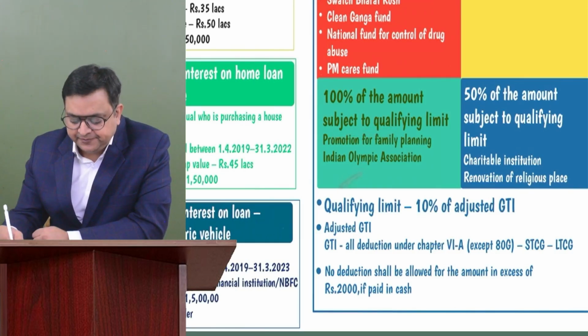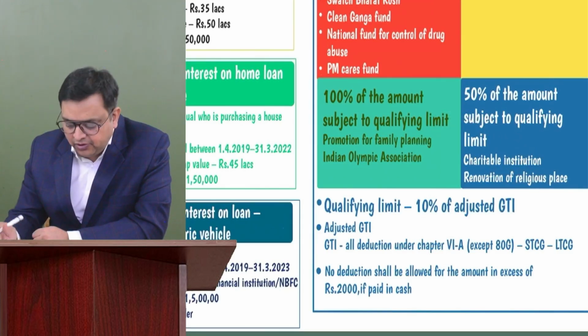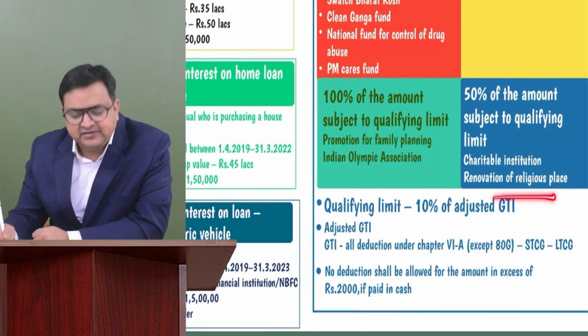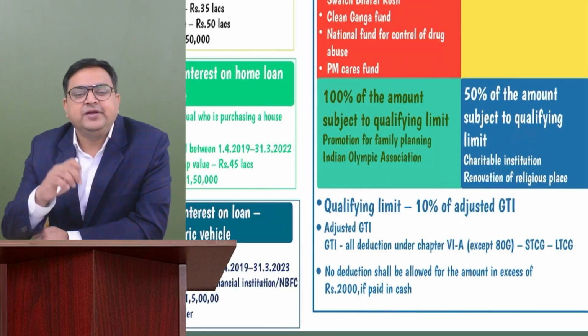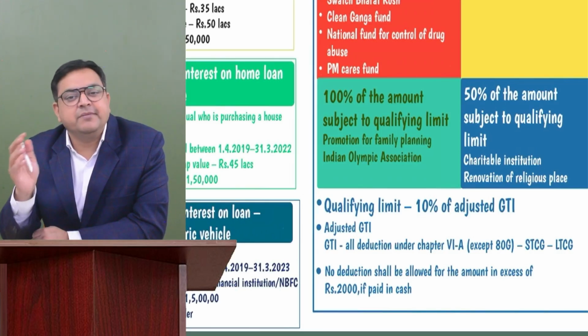You will get this deduction. Here, if we have contributed to any approved charitable institutions, NGOs, etc., or for renovation of a religious place like a temple, mosque, gurudwara, or church, then we can get a deduction of 50% of the amount donated, or 50% of the remaining qualifying limit.